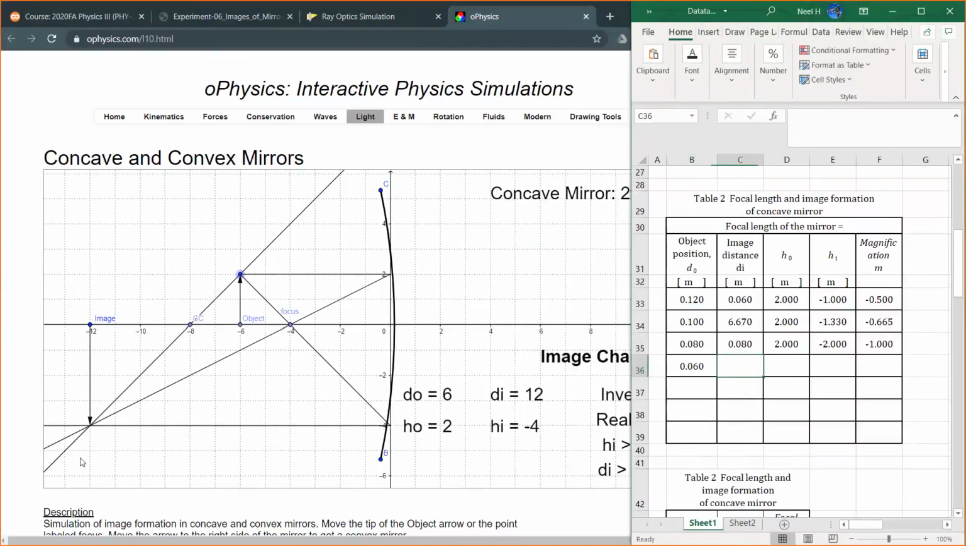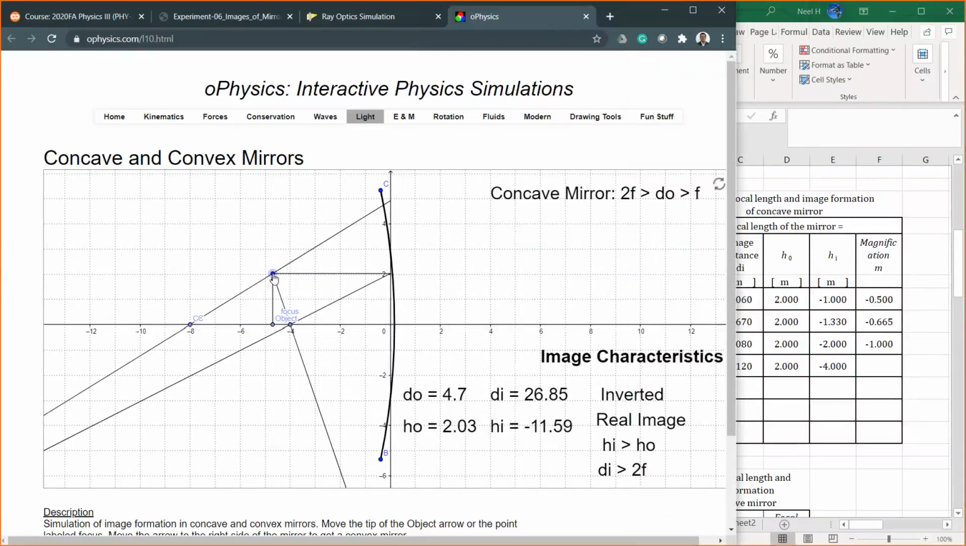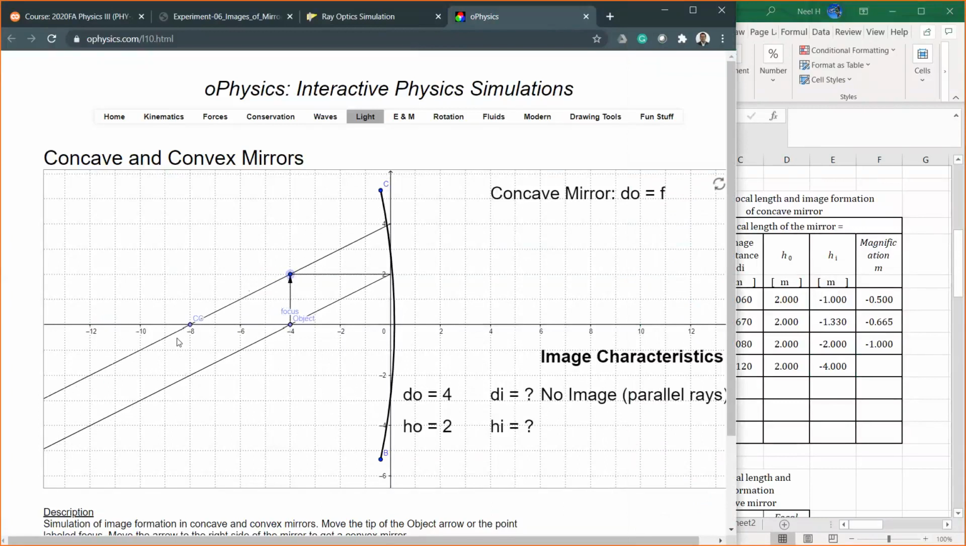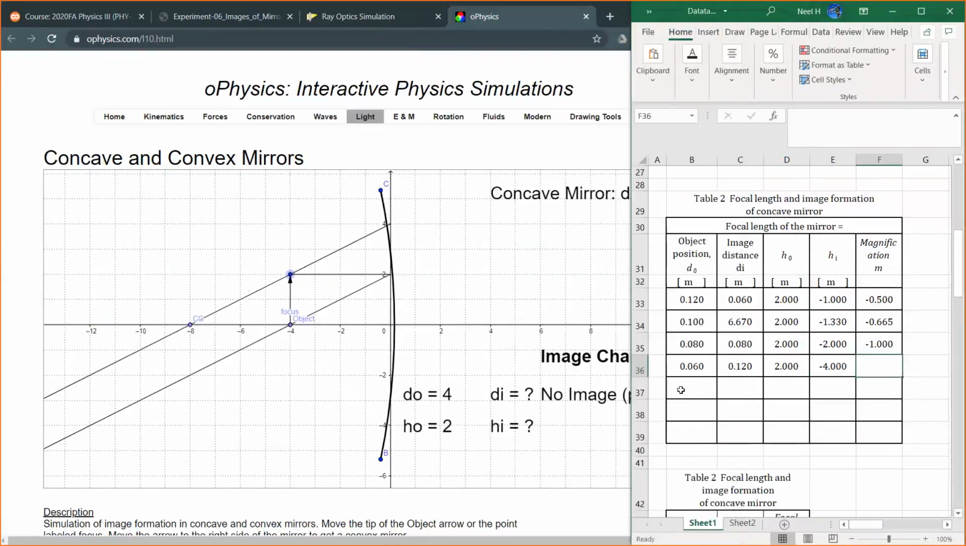Now you can see the image is much larger, inverted, and much further away from the center of curvature point. Right now it is about 12 centimeter location. Object height is 2, image height is about 4, -4 because it is inverted. And then let's check the focal point location exactly. Whenever I reach the focal point, you can see the reflected rays are now parallel to each other, which means whenever the object is at the focal point, the image is going to be at infinity.